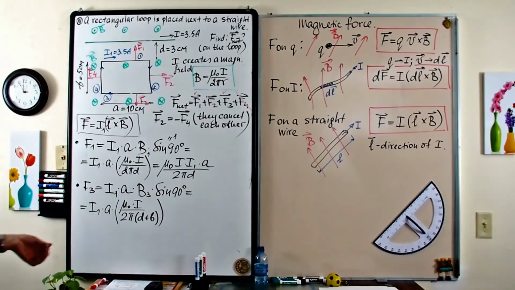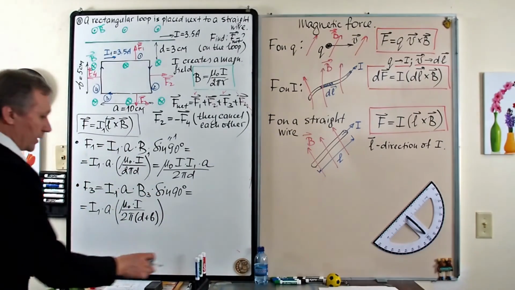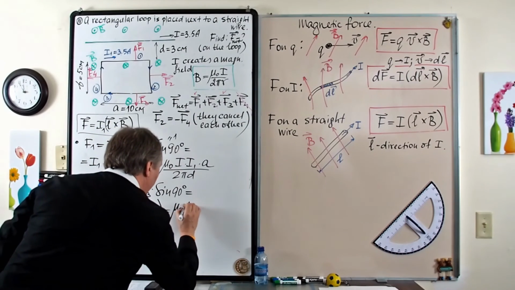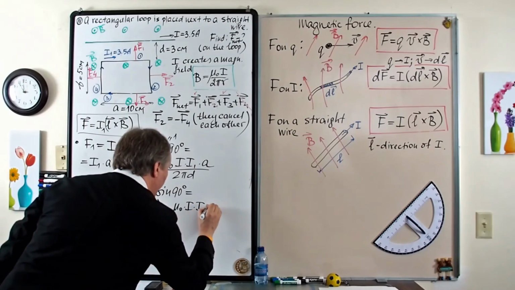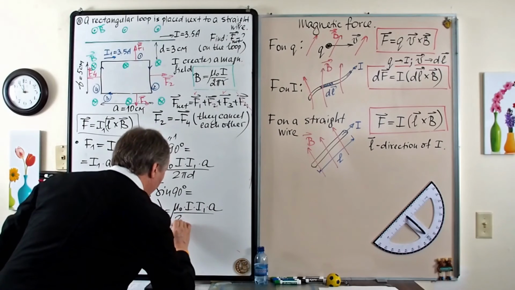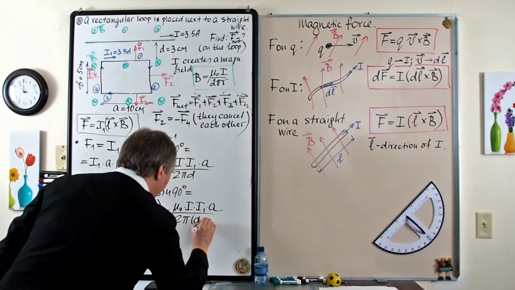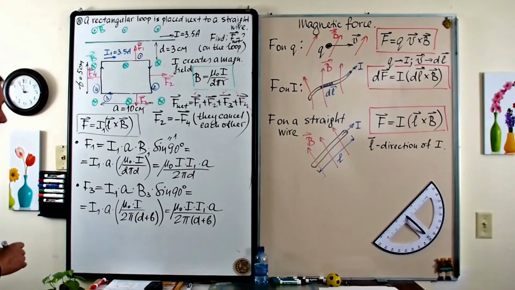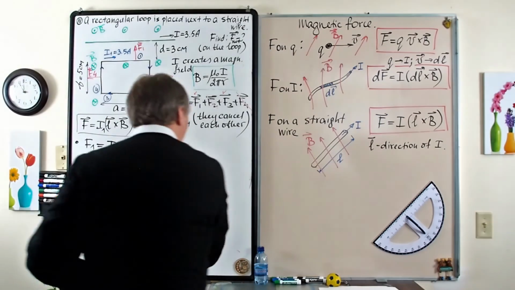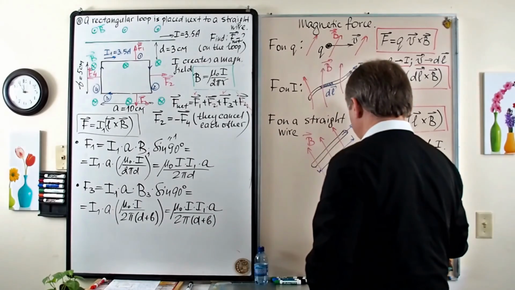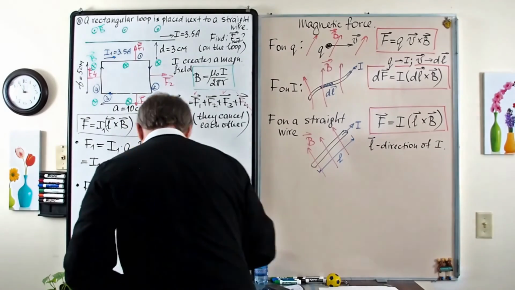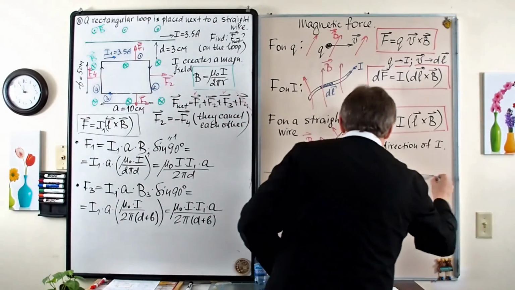Now I can rearrange it to make it look slightly nicer. So it will be mu naught I1 times A, divided by 2 pi times D plus B. So we know the directions, we know everything. I can probably continue over here, and I will separate it like this.